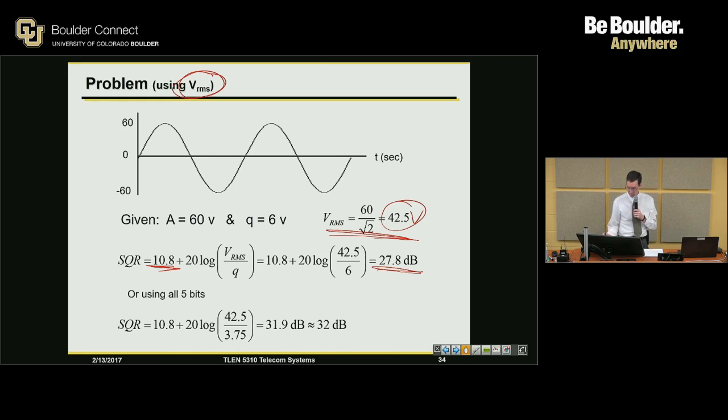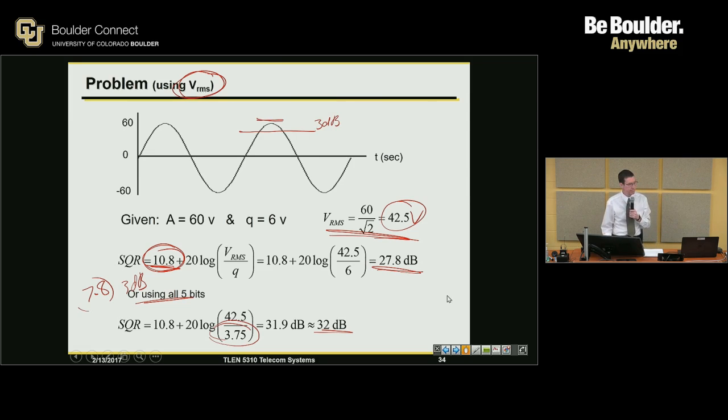And if I used all 5 bits, I'd be using this 3.75 number for my Q instead of 6, and I get 32, which is the same answer I had before. So the point here being that this 10.8 and the 7.8, that's your 3 dB difference. That 3 dB difference comes from the peak versus RMS, and the RMS is 3 dB down from the peak value. So it's all consistent.